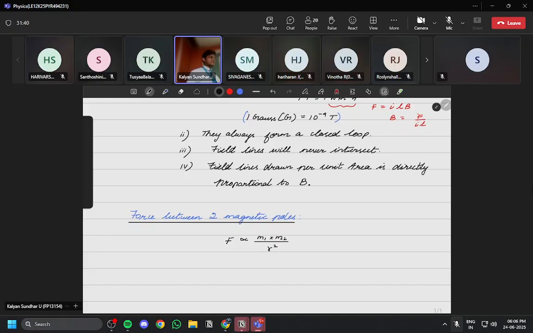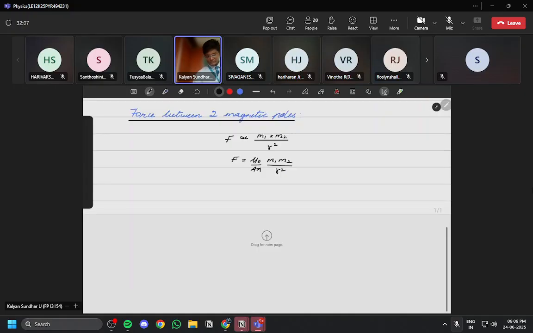There we take the magnitude of charges; here you will be taking the pole strength value, which will also be inversely proportional to the square of the distance between the two poles. And here we'll be bringing in a new value, mu naught by 4 pi, as a constant: mu naught by 4 pi, M1 M2 divided by r square.